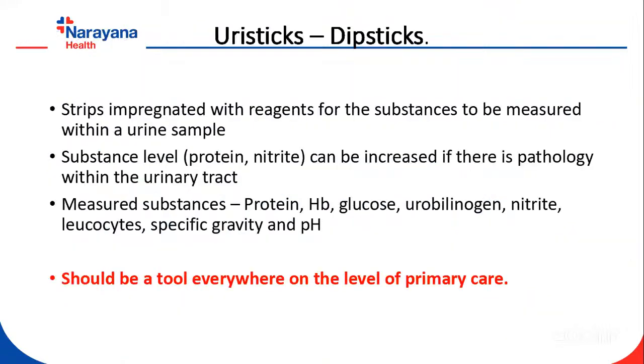Dipsticks, one line on dipsticks. These are strips impregnated with reagents for the substances to be measured within a urine sample. Whatever is the substance, whether a protein or nitrate, can be altered, especially increased, if there is pathology within the urinary tract. Measured substances on these dipsticks are protein, hemoglobin, glucose, urobilinogen, nitrite, leukocytes, specific gravity, and pH. Dipstick should be a tool which is used everywhere at the level of primary care and should be easily available.